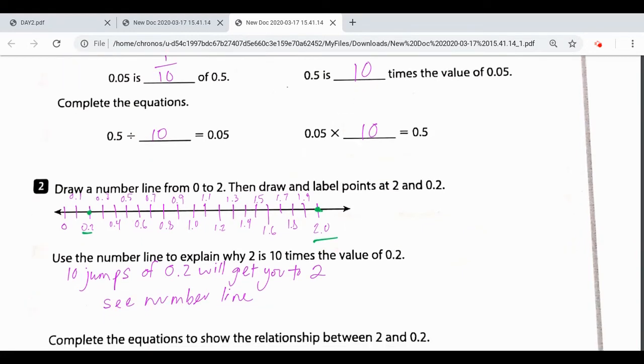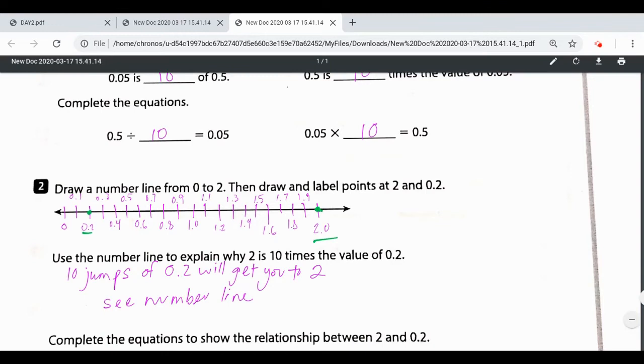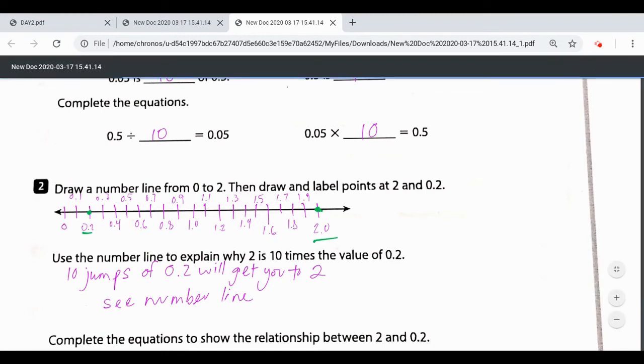The next question is, use the number line to explain why 2 is 10 times the value of 2/10. I didn't draw that yet because I wanted you to actually see the jumps, so I'm going to draw it now with my green pen. Starting at 0, I should make 10 jumps of 2/10. So that's my explanation there. It says 10 jumps of 2/10 will get you to 2. And then I put see the number line, so I'm just referring them back to the number line.